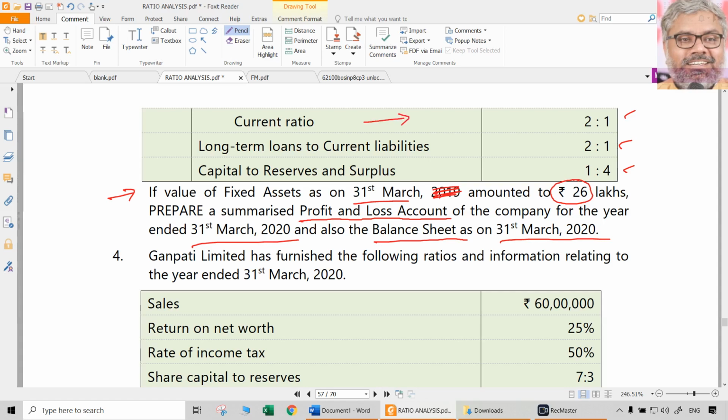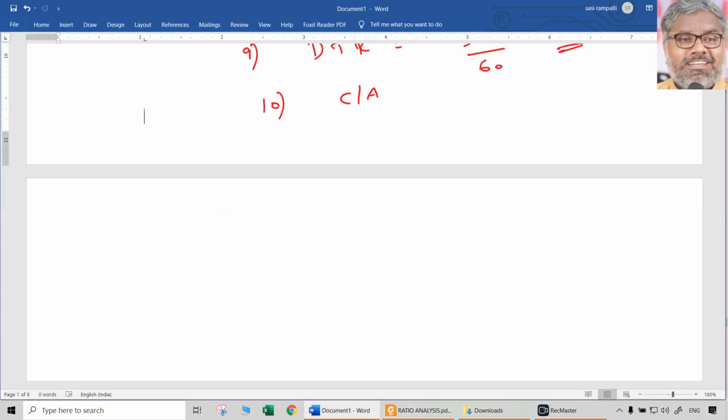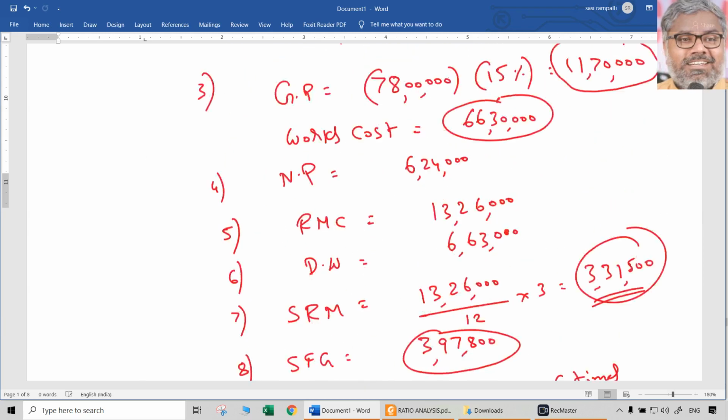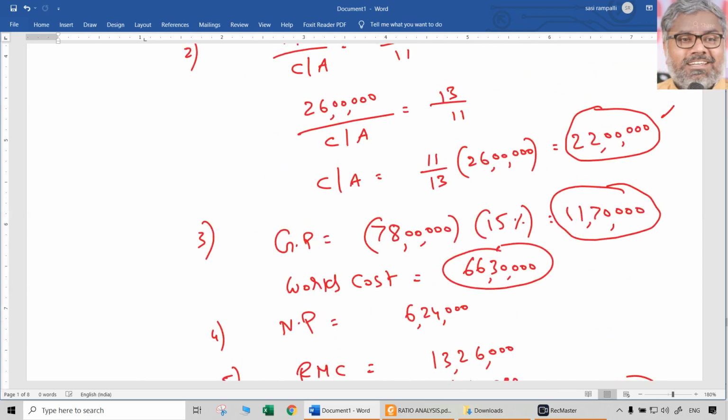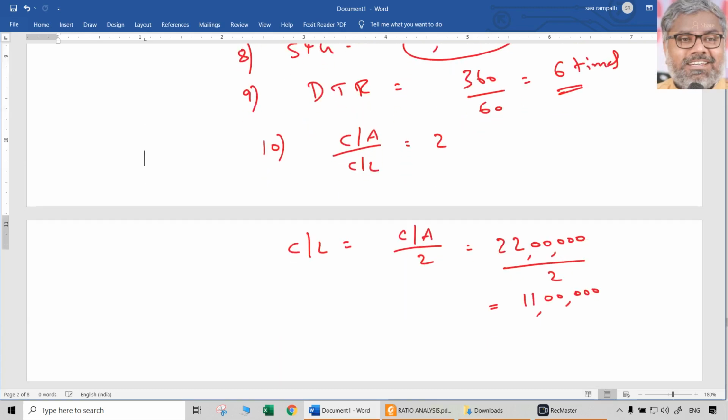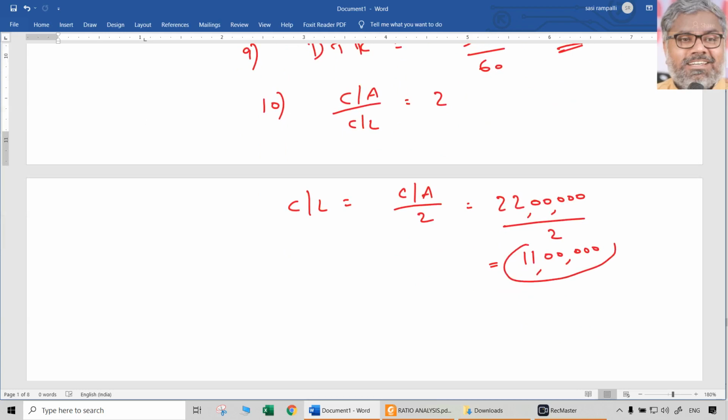What are we going to calculate here and what information do we use? Current ratio 2:1. Current ratio formula we know: current assets divided by current liabilities is equal to 2, right? That automatically means current liabilities is equal to current assets divided by 2, and we know current assets already. How much was current assets? 22 lakhs. We only calculated that. So 22 lakhs divided by 2 will be 11 lakhs. So we have another piece of information: current liabilities is going to be 11 lakhs. One more piece of information we cracked.